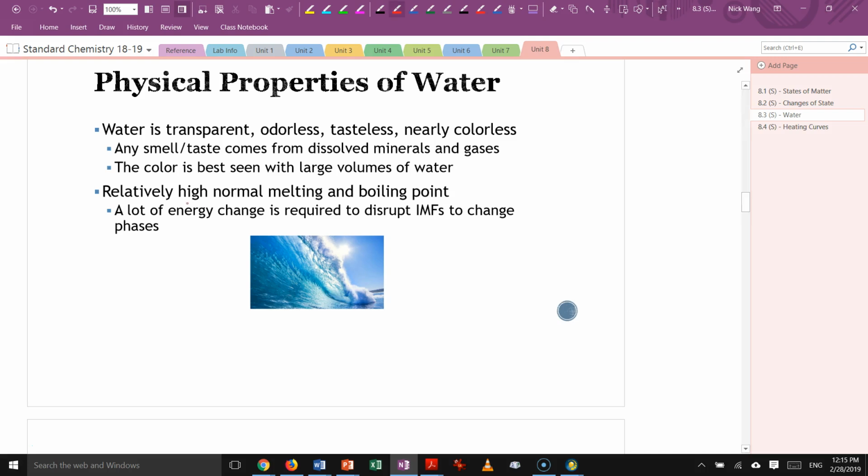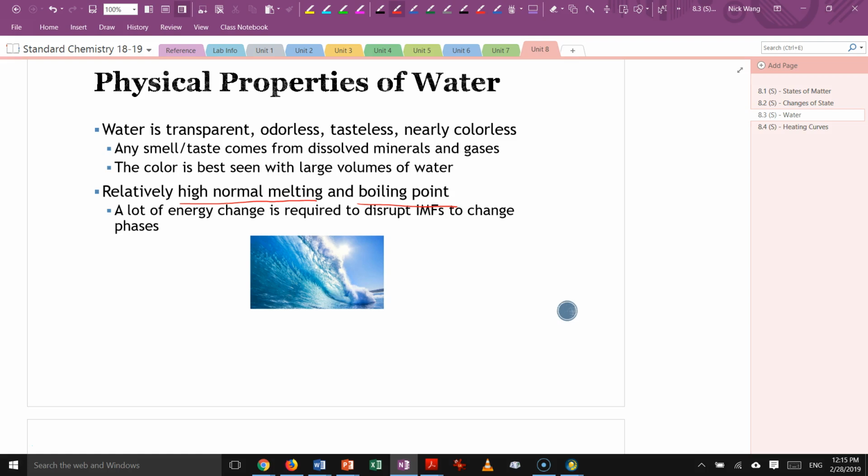It also has relatively high melting and boiling points. Those melting and boiling points are particularly high for something that has that kind of a mass. Comparable substances with the same mass have much lower melting points and much lower boiling points. But again, water has its own thing.